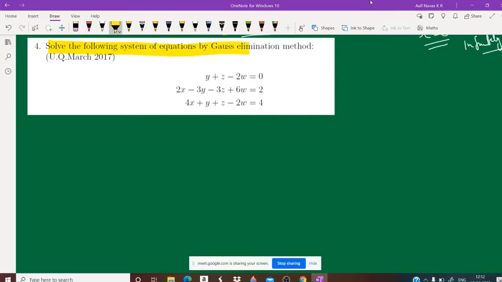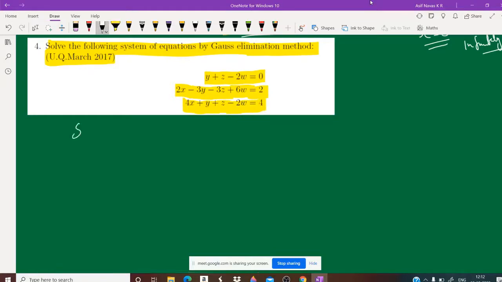Okay, now we will do another problem. Solve the following system of equations by Gauss elimination method. This is a university question, 2017. y plus z minus 2w equal to 0, and 2x minus 3y minus 3z plus 6w equal to 2, and 4x plus y plus z minus 2w is equal to 4.